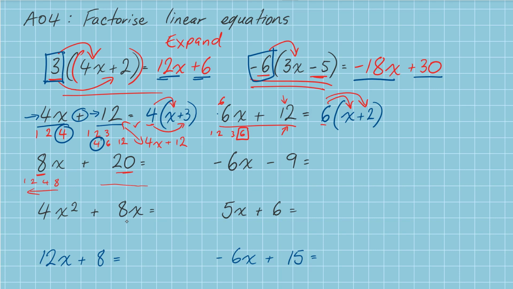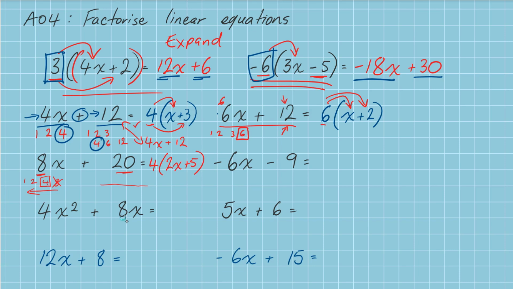So is 8 a factor of 20? No. Is 4 a factor of 20? Yes, 5. Okay, so we're going to use that one there. So 4 goes out the front. This 8 divided by 4 is 2, so that's going to be 2x. And 20 divided by 4 is 5, so plus 5. There we go. Nice and easy, actually, that one.